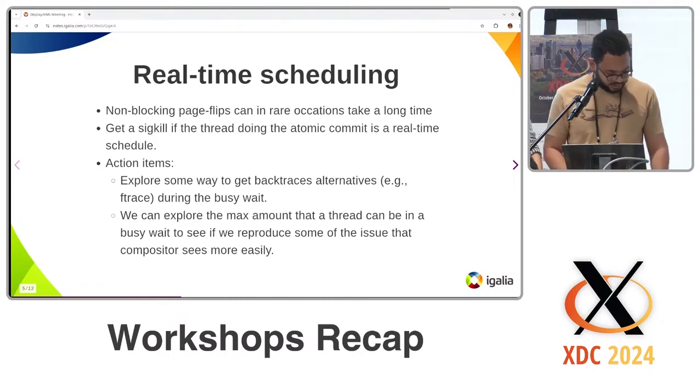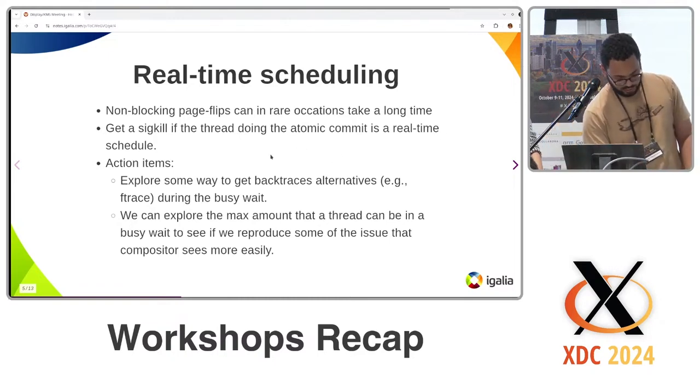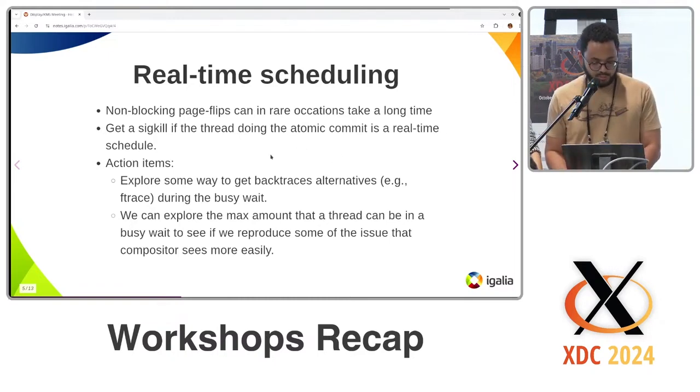The next one that we had the discussion on was about real-time scheduler. Basically, the problem that we have is some of the non-blocking page flips can, on rare occasions, take a long time, and for that reason, get a CQ if the thread doing the atomic commit is in a real-time scheduler. Here we had some sort of brainstorm on how we might start to explore this problem a little bit more.